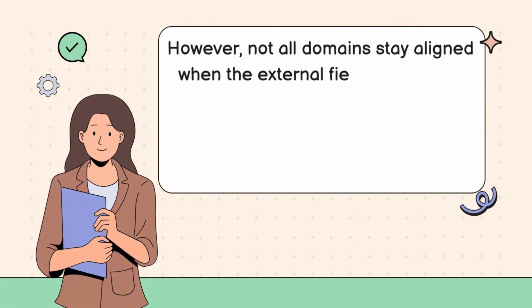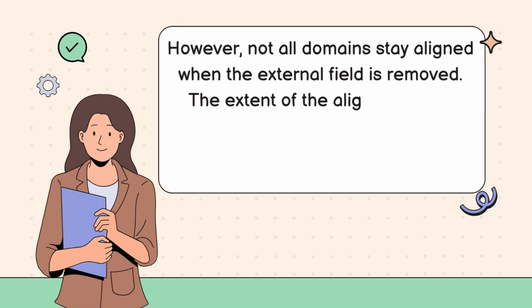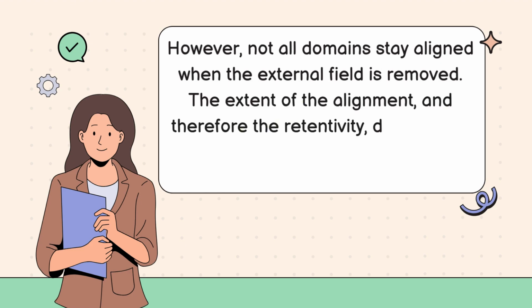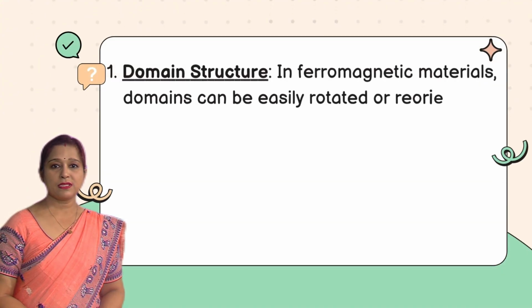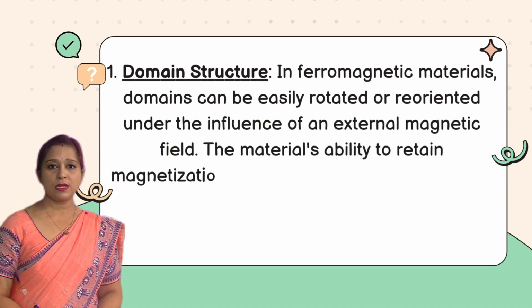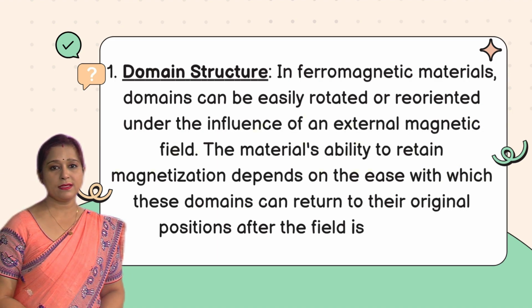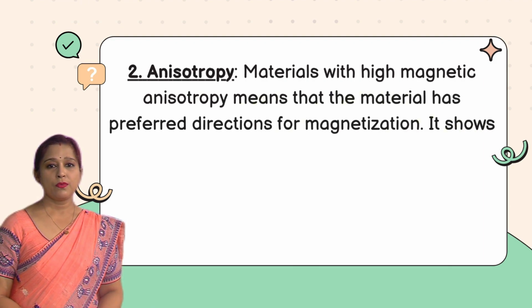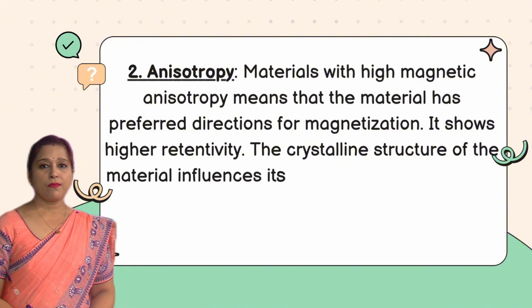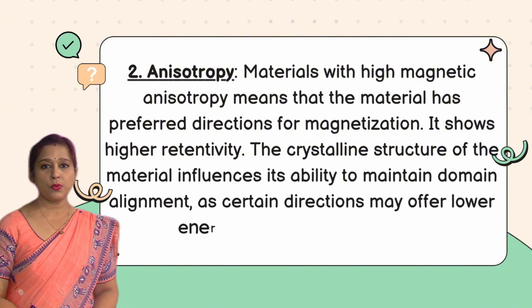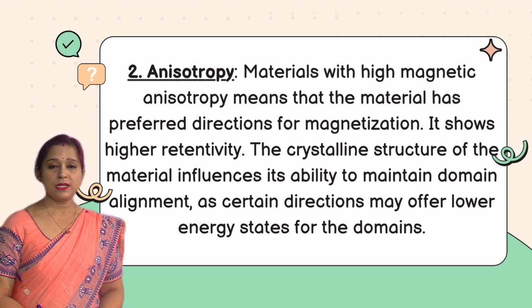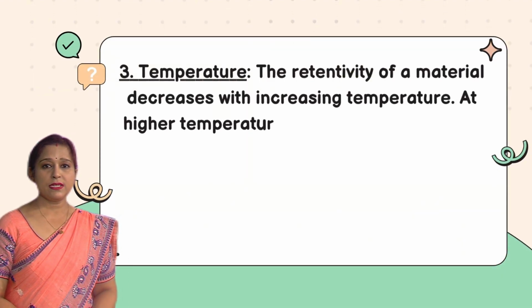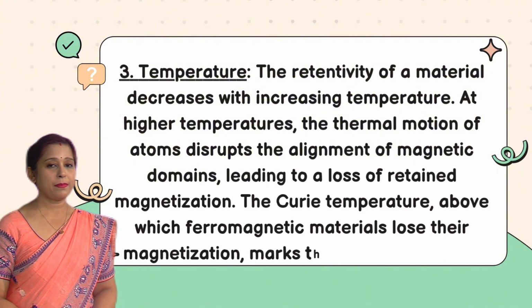The extent of alignment and therefore the retentivity depends on several factors. For example, the domain structure. A material's ability to retain magnetization depends on the ease with which the domains can return to their original positions after the field is removed. Retentivity also depends upon anisotropy of the material. Materials with high magnetic anisotropy, which means that the material has preferred directions for magnetization, typically show higher retentivity. Retentivity also depends upon temperature. The retentivity of a material decreases with the increasing temperature.